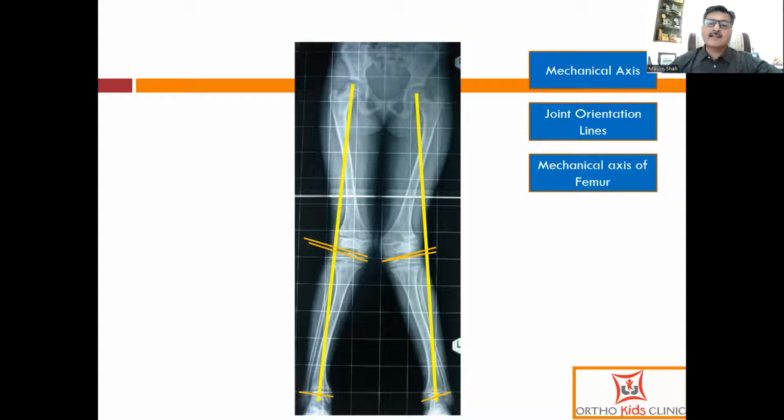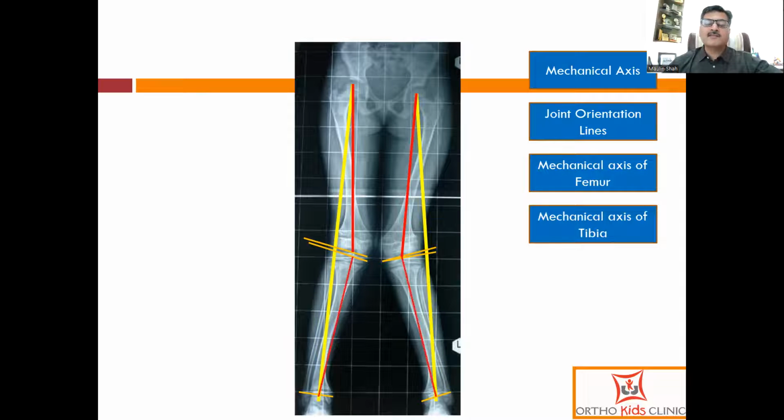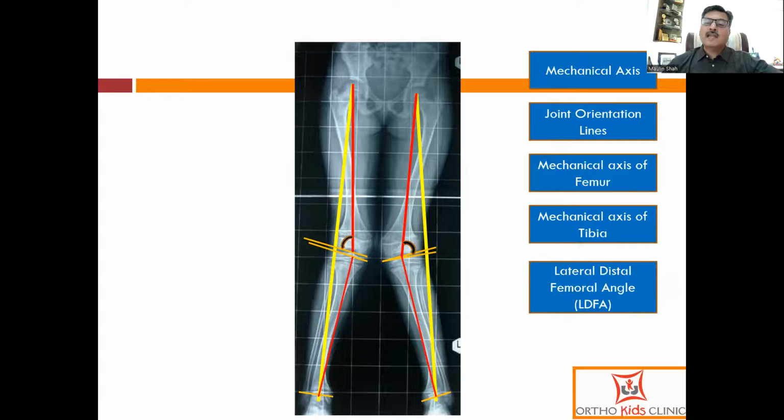the mechanical axis of the femur, which goes from the center of the femoral head to the center of the femoral condyle. And then comes the mechanical axis of the tibia, which is actually the anatomical axis of the tibia as well, starting from the center of the proximal tibia to the distal tibia. And then you draw, for genu valgum or genu varum deformities, which are mainly coming from the femur, from the knee joint, you draw the lateral distal femoral angle.